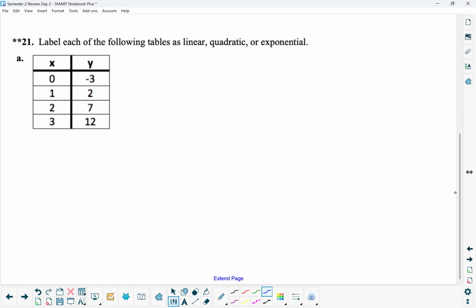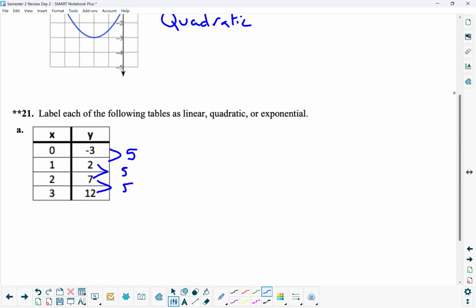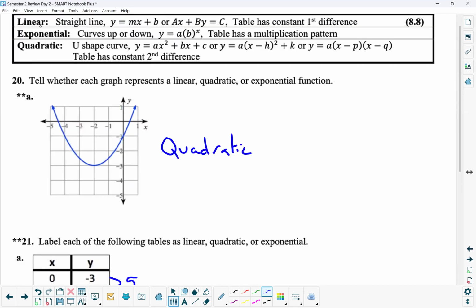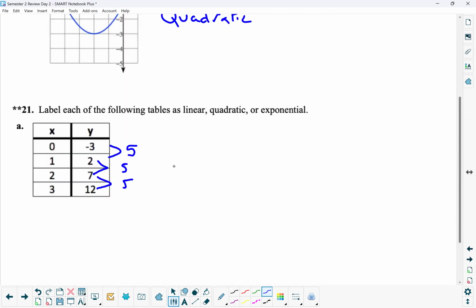The table. So let's check first. We'll look at the first difference. So we take 2 minus negative 3, which is 5. 7 minus 2 is 5. 12 minus 7 is 5. That's what we call the first difference. The first difference is the same, and according to our table above, that means it's linear.